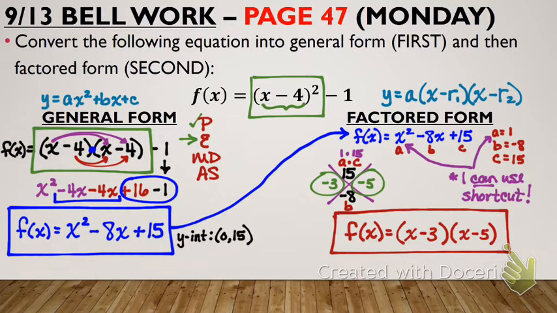Where is the vertex? 4, negative 1. We look up at our vertex form. This would be 4, negative 1, because remember we want h and k for this. What I see in here is the opposite of h.